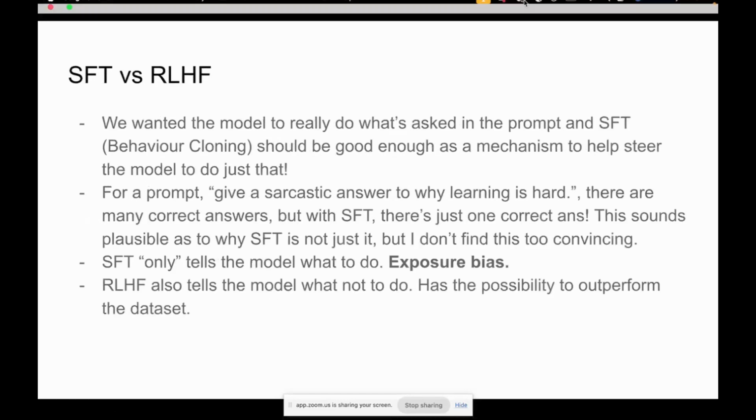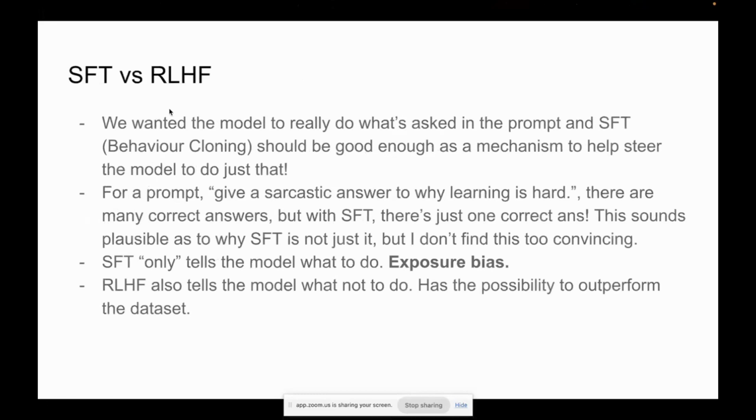Now I'll come to the main topic of this talk, which is why did we need RLHF over SFT? The time is also up. I think it was 30 minutes, but yeah, let me just go on for 5 minutes more.